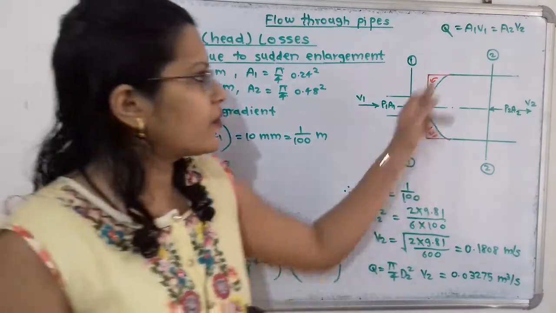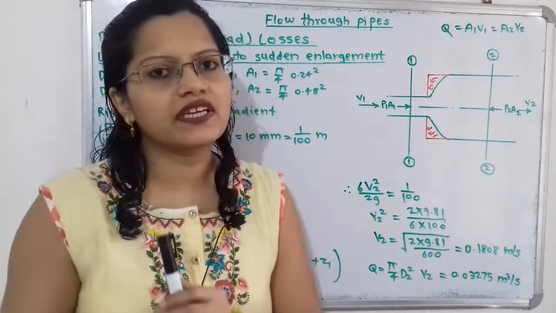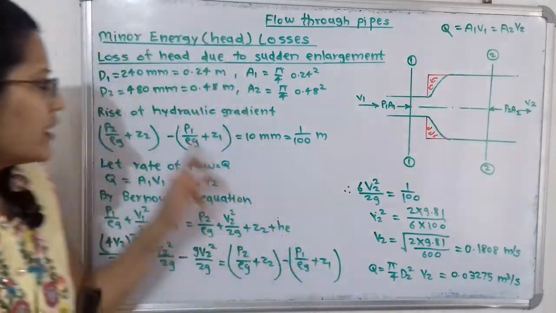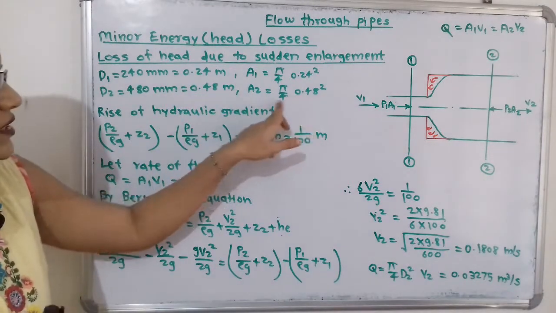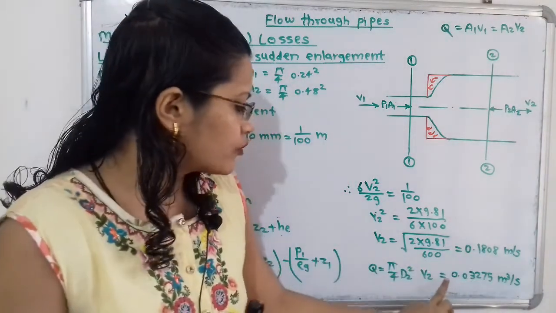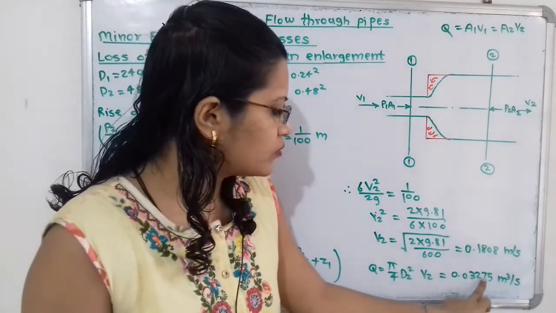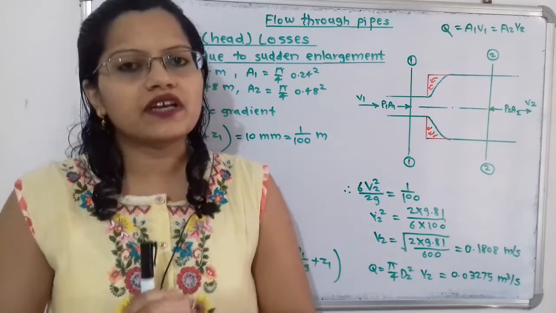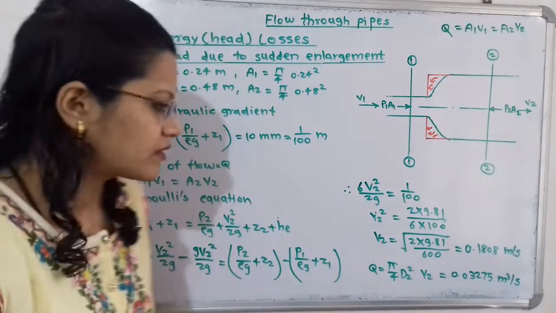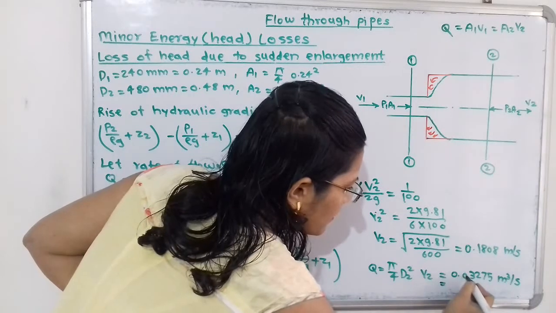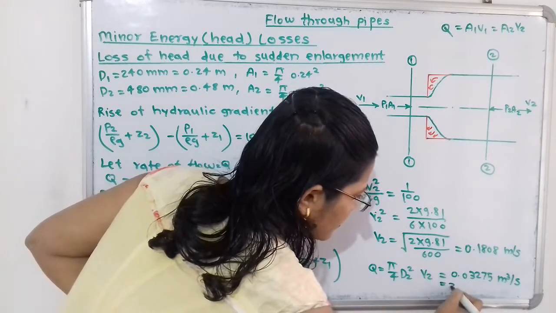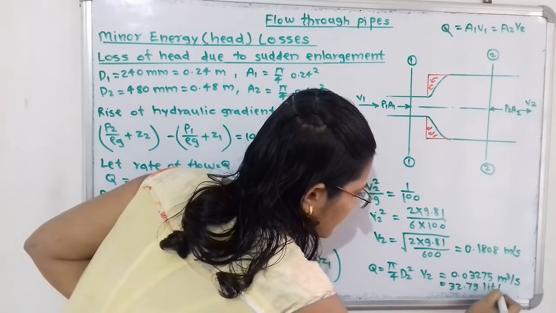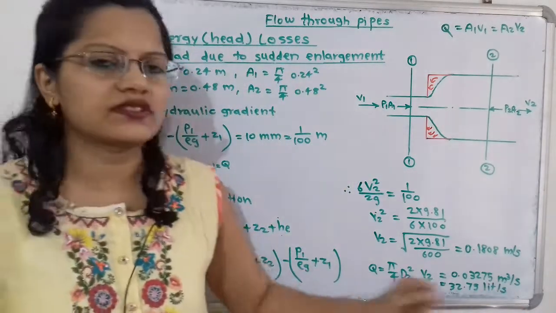So now it is easy for us to calculate the discharge because V2 is known and A2 we already know. So A2 multiplied by V2 is equal to 0.03275 meter cube per second. This meter cube per second we can also convert into liter per second. How to convert? We multiply with 10 raised to 3, that is 32.75 liter per second. So this is the answer.